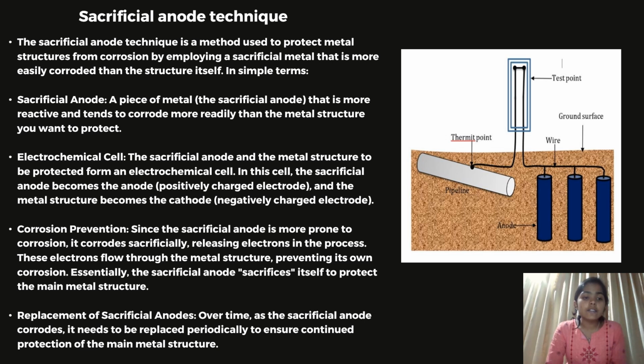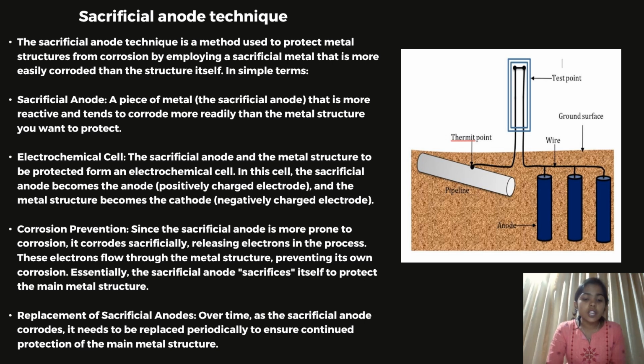In this cell, the sacrificial anode becomes the anode, meaning the positively charged electrode, and the metal structure becomes the cathode, meaning the negatively charged electrode. Corrosion prevention. Since the sacrificial anode is more prone to corrosion, it corrodes sacrificially, releasing electrons in the process. These electrons flow to the metal structure, preventing its own corrosion. Essentially, the sacrificial anode sacrifices itself to protect the main metal structure.